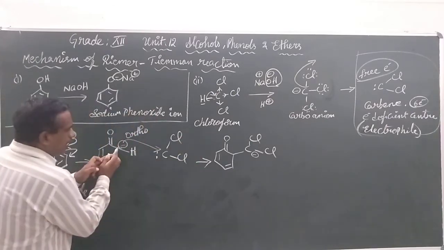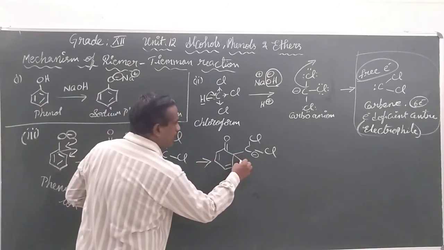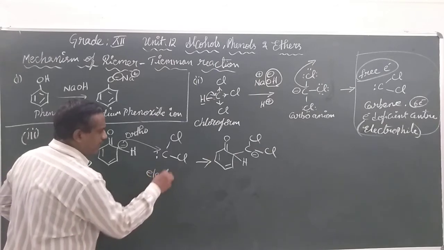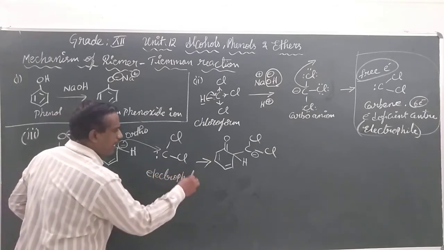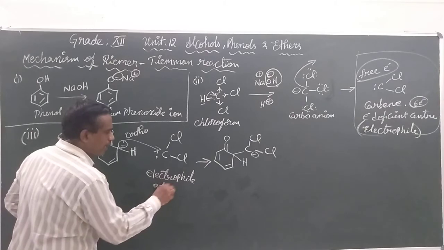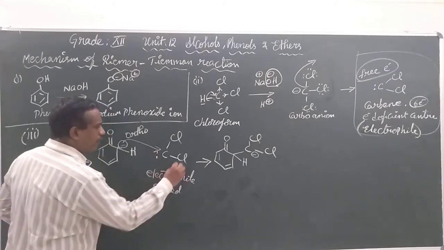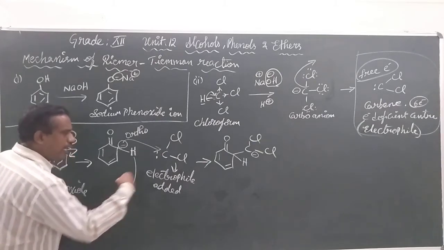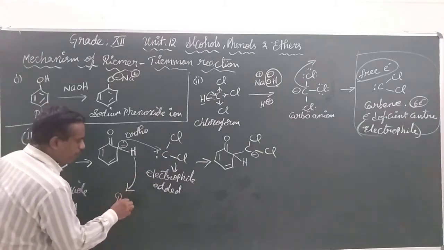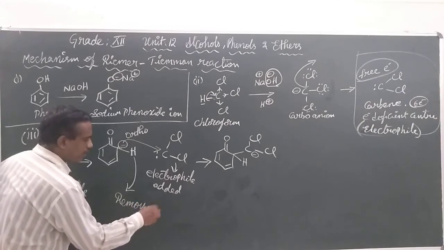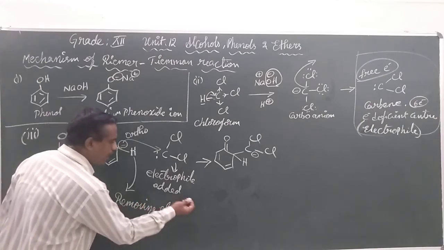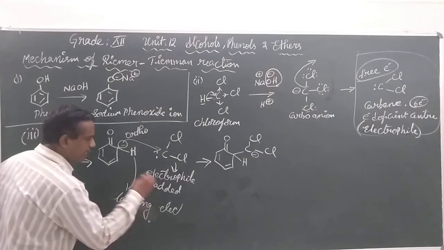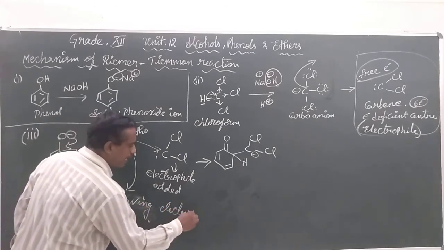But observe the ortho position hydrogen. This is the electrophile that was added. Now we need to remove the electrophile, the hydrogen. This is the entering electrophile, and this is the leaving electrophile.